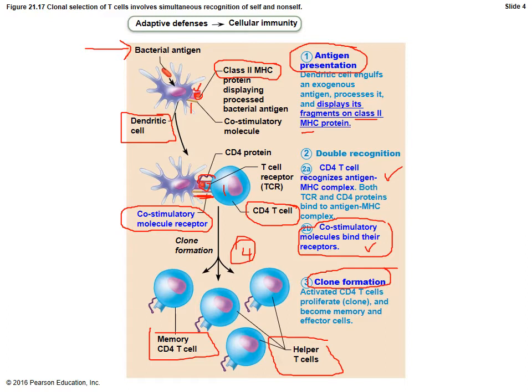Your cytotoxic T cell will do the same exact thing, but obviously with the exception that it will interact with the class 1 MHC. It will have the same exact reaction that it needs to do with the double recognition, and it will go ahead and also do the clonal formation. In fact, in a little bit, we're going to talk about the fact that the co-stimulatory molecule for your CD8 cell will often come from the CD4 cell because your helper T cell is an integral, very important part of our immune system.